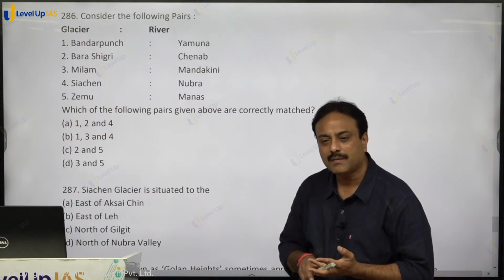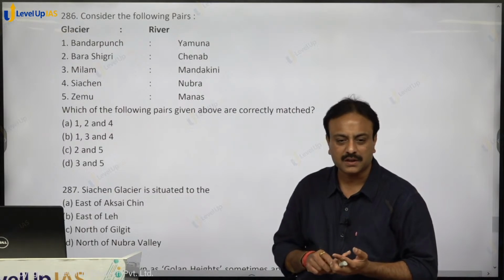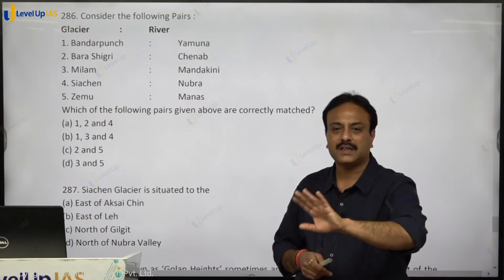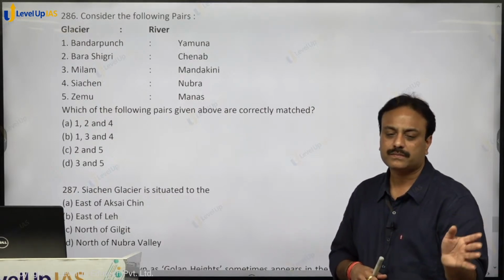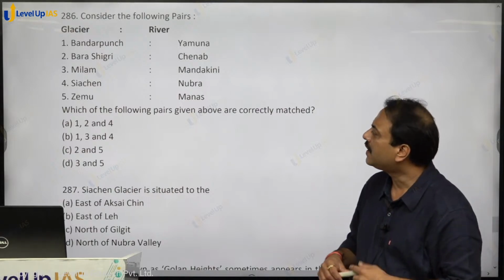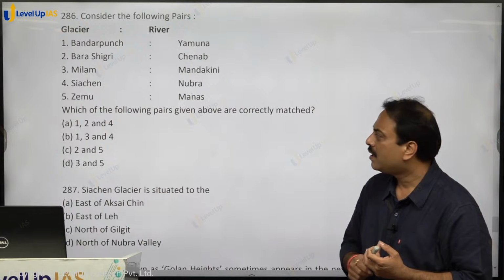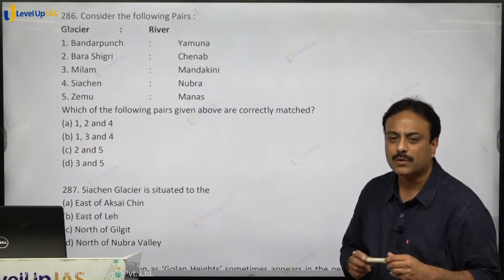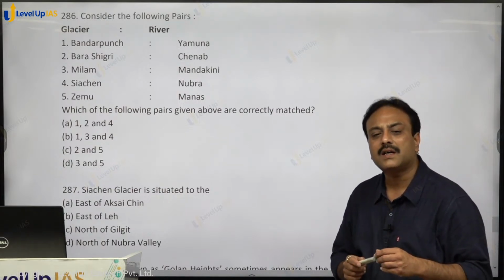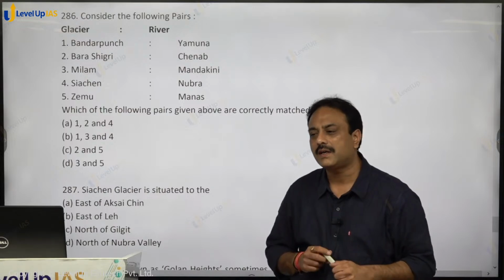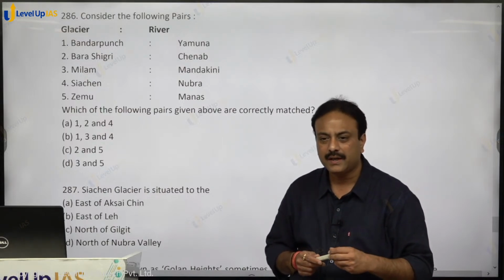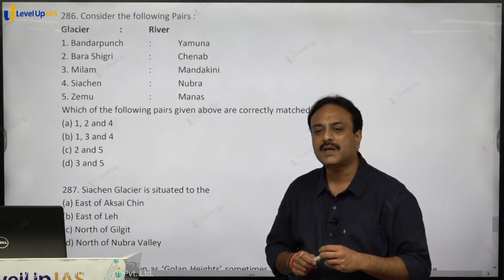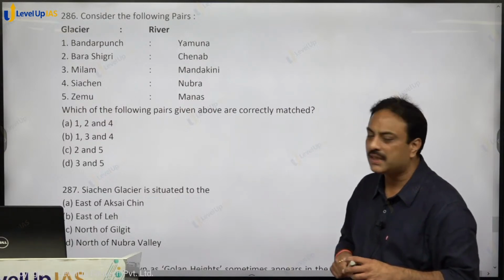Milam is located where? Milam is located in Pithoragarh district of Uttar Pradesh. Milam, Pithoragarh, Uttar Pradesh. From where you start, it is a boundary between Uttar Pradesh and Nepal, Uttar Pradesh and Uttarakhand. That is Milam Glacier, Pithoragarh district. It is the origin of a river called Gori Ganga. Gori Ganga is a tributary of river Kali, which is also known as Sharda in India. So Gori Ganga becomes a tributary of river Kali, which originates from this region of Milam Glacier.